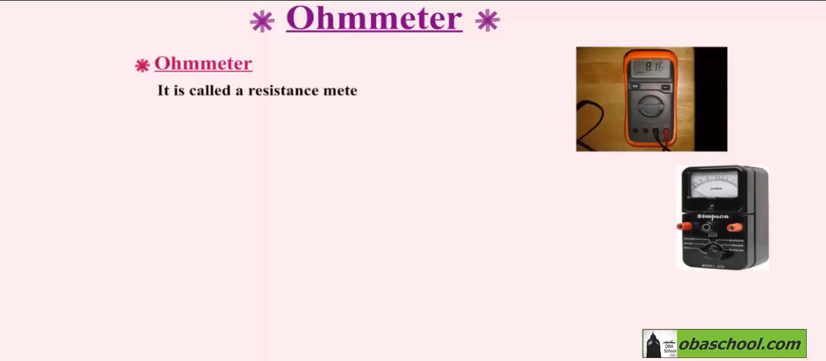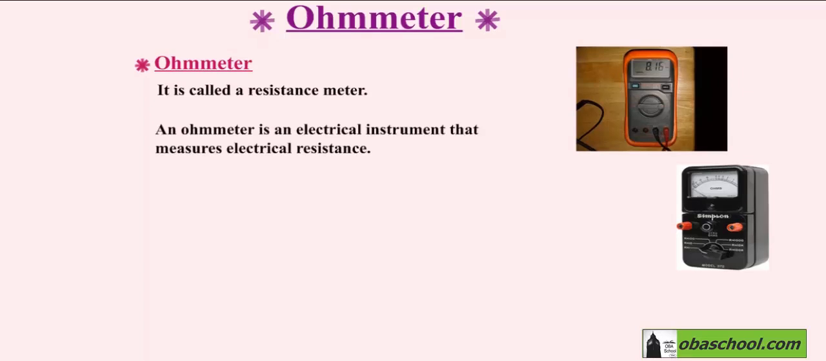Last we have the ohmmeter. An ohmmeter is called a resistance meter. You can see how it looks in the pictures on the right. It is an electrical instrument that measures electrical resistance.